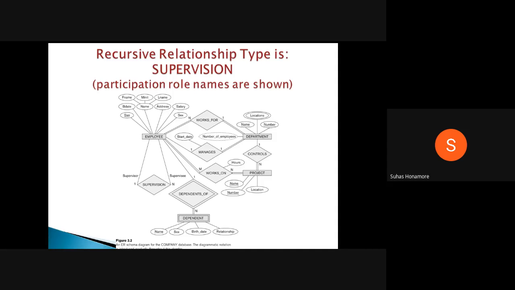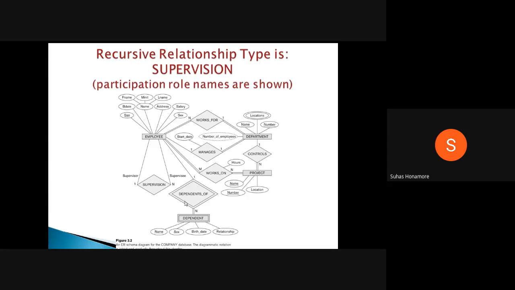After that, one by one, we add the relationship types. Here, an employee works for a department, so we write it as works for, then department. Only this one we studied; we have not studied managers, which we'll study now. Then an employee works on some project, so we write that relationship type. Then an employee has some dependents, so we wrote dependents of. Like this we write the relationship types.